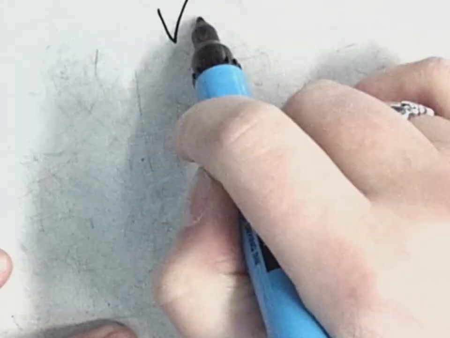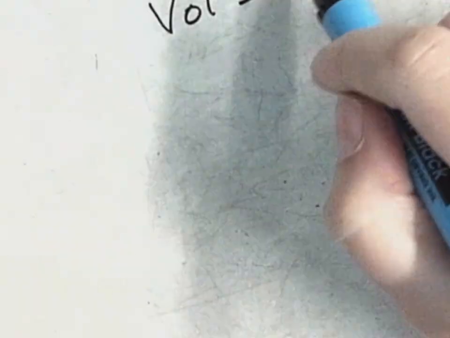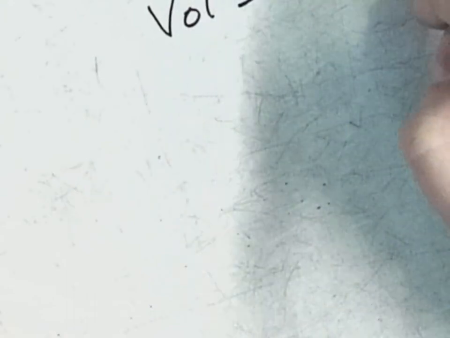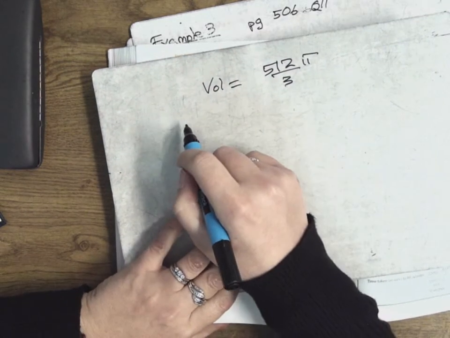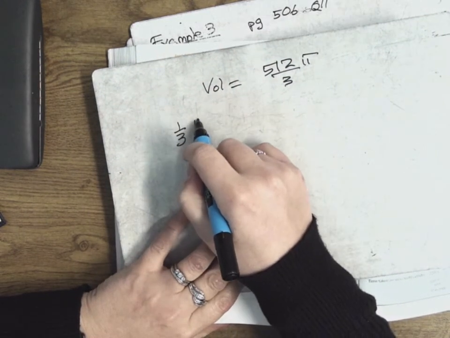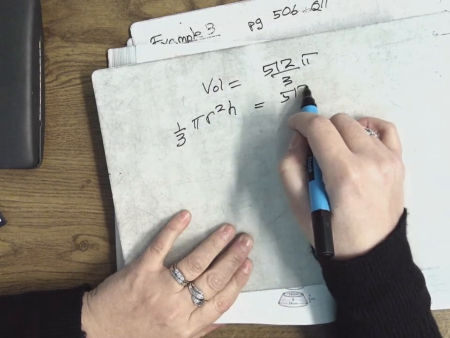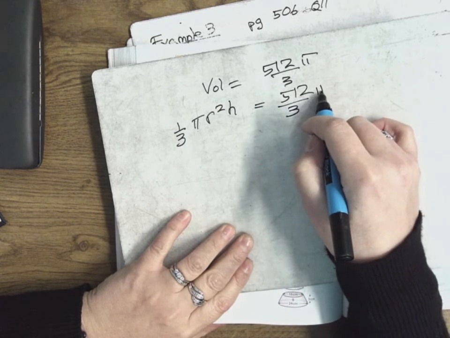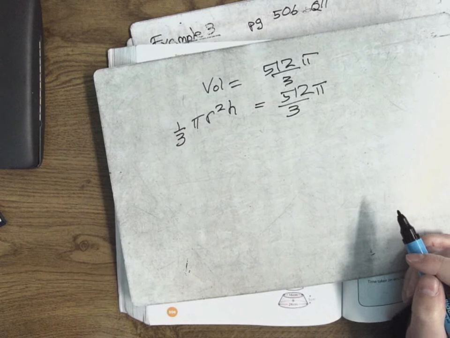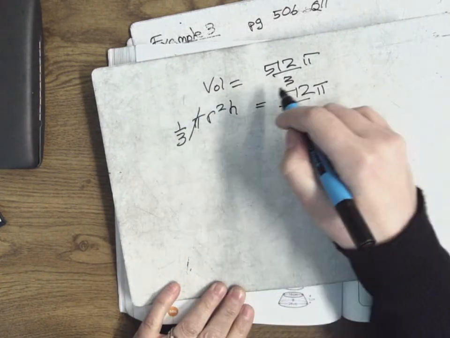So they're telling me the volume of a cone is 512 pi over 3. Okay, is that right? And then they tell me the radius and the height are the same. So I know the formula for the cone is 1/3 pi r squared h equals 512 over 3 pi. They're telling me the answer. What do I do now? What do you see at each side? A pi, so knock off the pi at each side.